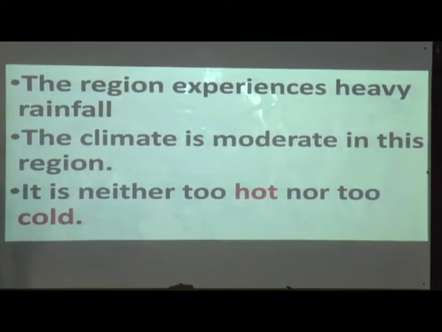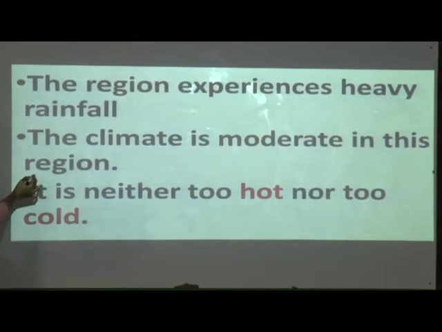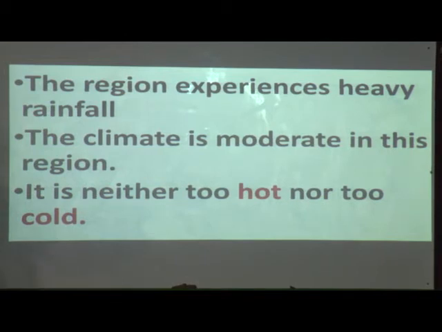It is in the middle. Because of the rain, it is not like Rajasthan, where it is very hot, correct? But here in the Southern Plateau it is moderate, not too cold and not too hot.